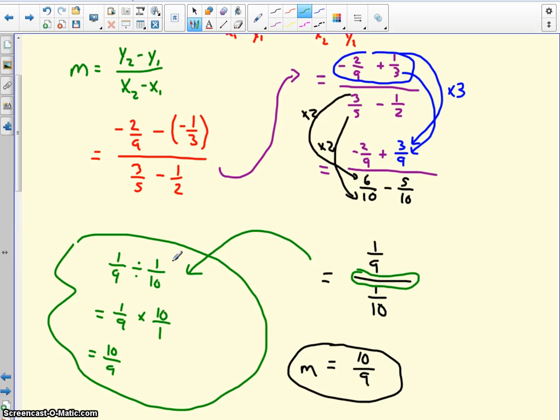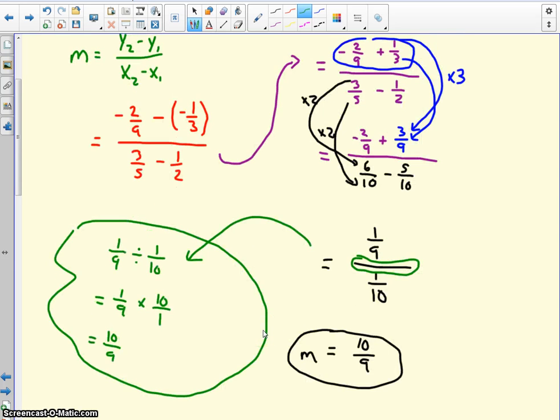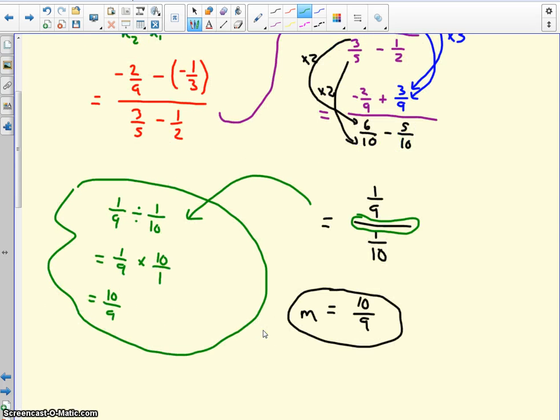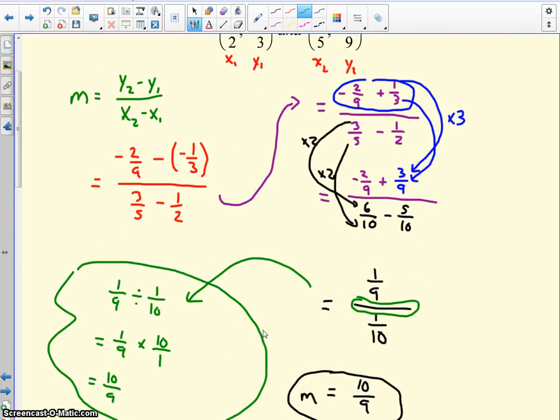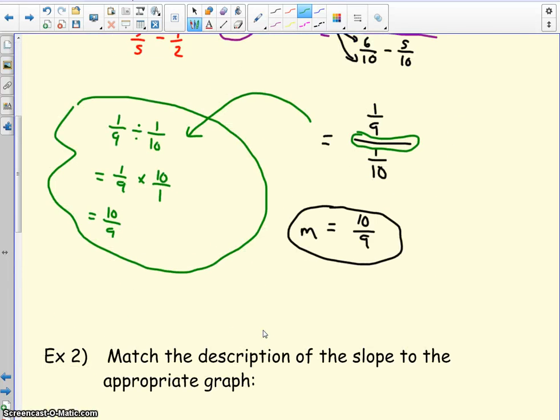And if you remember how to divide fractions, you multiply by the reciprocal of the second fraction. So instead of division, you change the expression to multiplication, but flip 1 over 10 to 10 over 1. Multiply the numerators: 1 times 10 gives me 10. 9 times 1 gives me 9. So I wind up with 10 over 9 overall. Okay, that's a bit of a complicated example to start with, but the whole idea is how to find slope, so doing a little bit of fraction review in there doesn't hurt either.